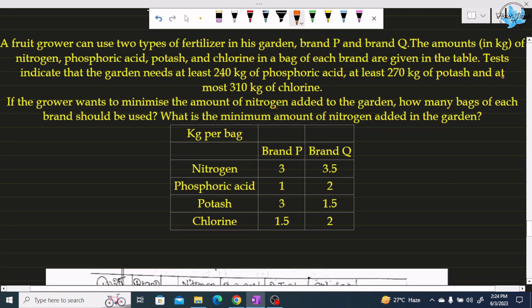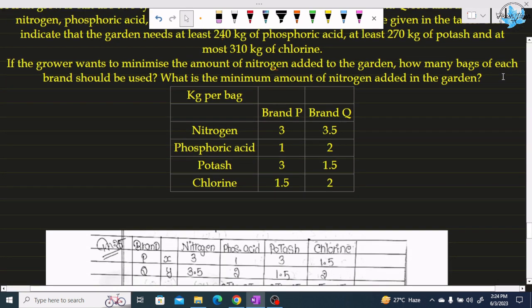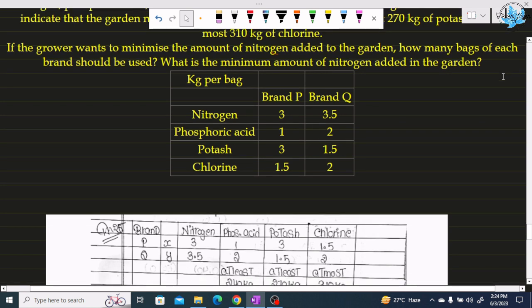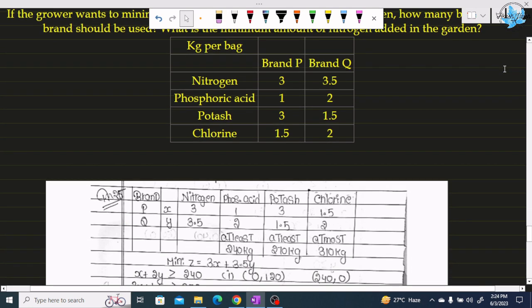So first we convert this table into a rectangular format, or you can say the vertical format, as we have done in the previous one. So now the question is easy for us. I have converted the table into the rectangular format, that is brand P and brand Q.